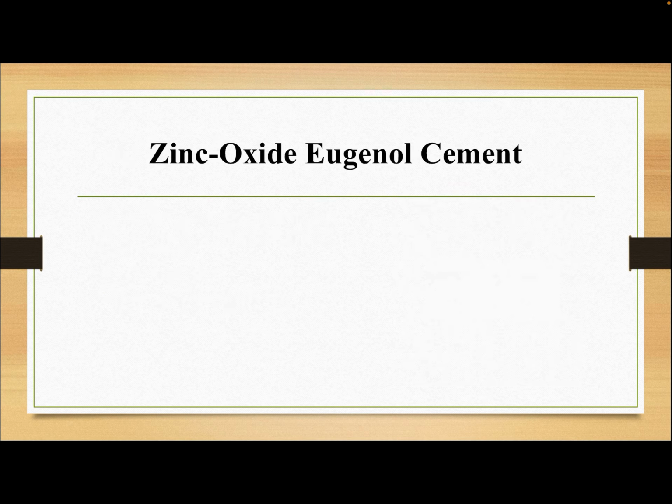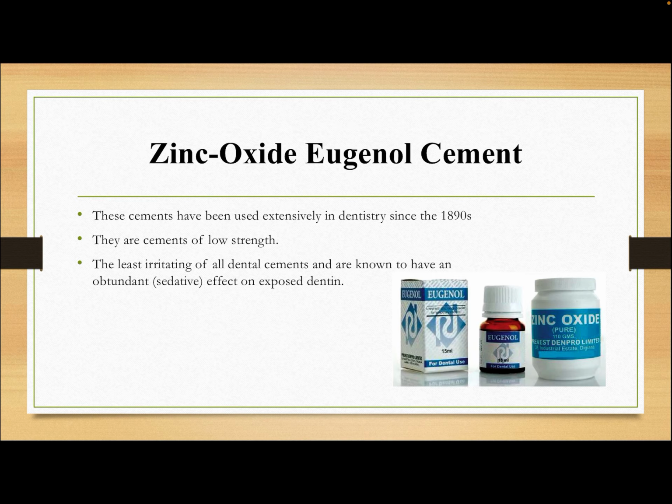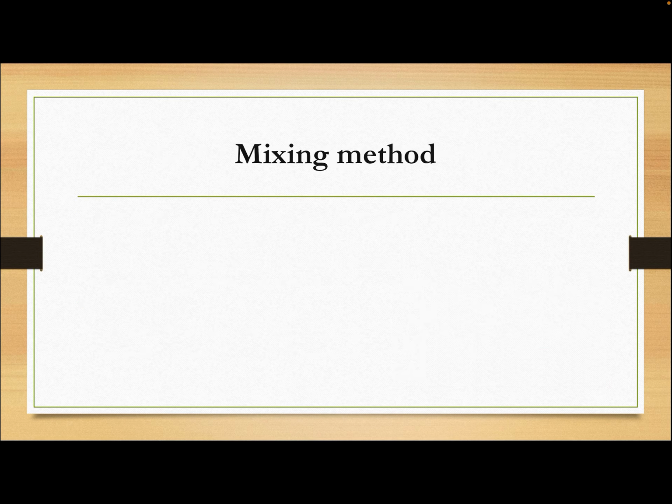The next material of discussion is a very popular one, zinc oxide eugenol cement. It's a relatively weak cement, but it's been used extensively in dentistry since the 1890s. It is the least irritating of all dental cements and known to have an obtundent or sedative effect on the exposed dentin. It is classified into type 1 for temporary cementation, from 1 to 6 weeks, and type 2 for base and temporary restoration. It is used from a few weeks to a few months.